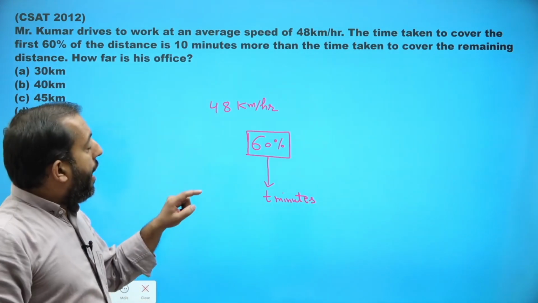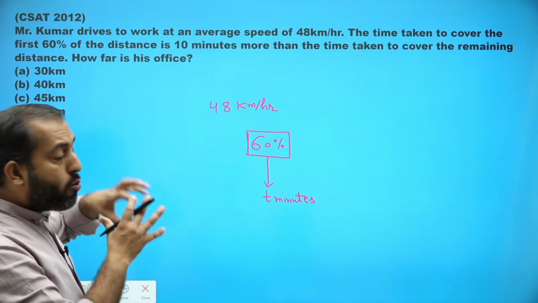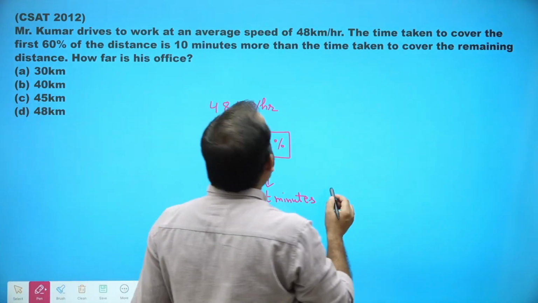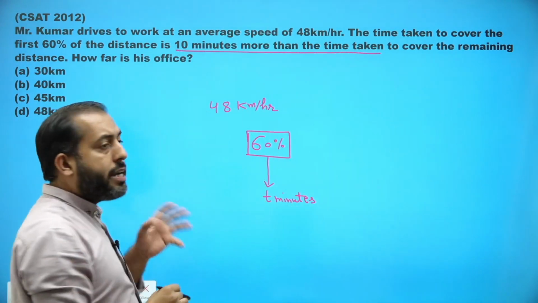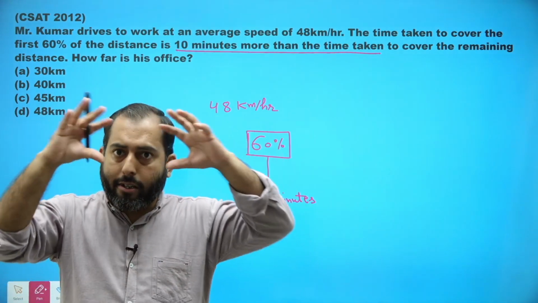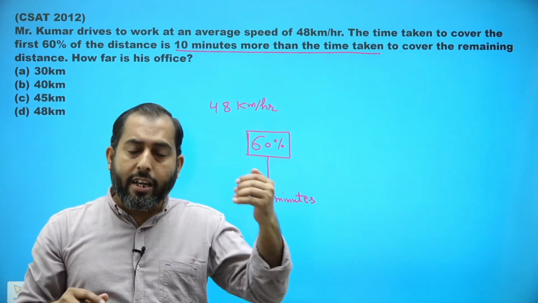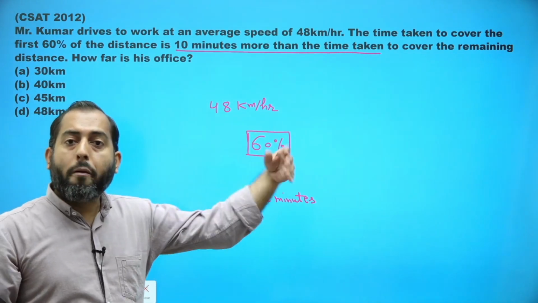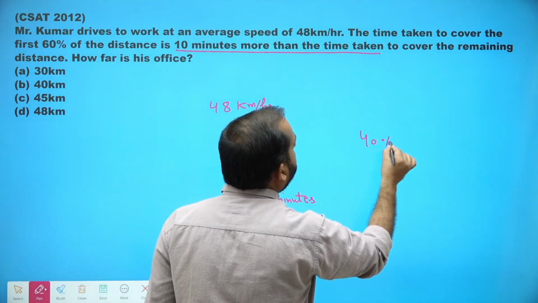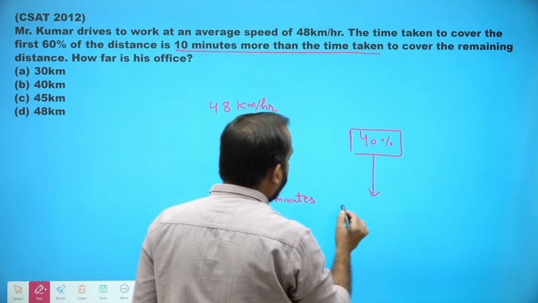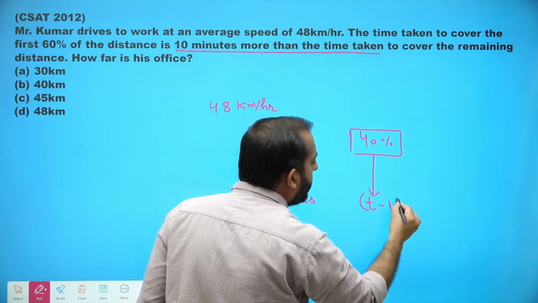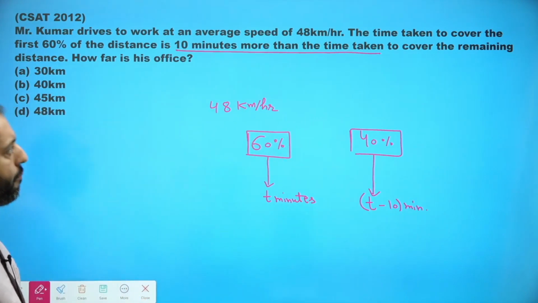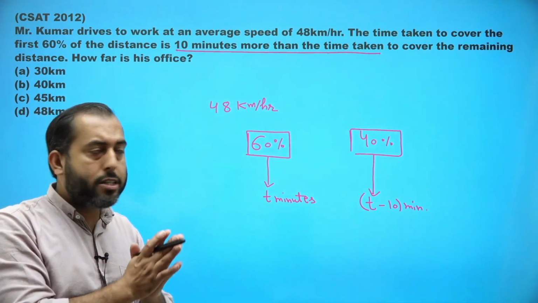This T minutes, the time taken to cover the first 60% of the distance, was 10 minutes more than the time taken to cover the remaining distance. When we talk about complete value in terms of percentage, it is 100%. If 60% of the distance has been covered, the remaining distance should be 40%. The time taken to cover this remaining distance is 10 minutes less than for the first 60%. Then how far is the office? We have to find the distance of the office from his place.